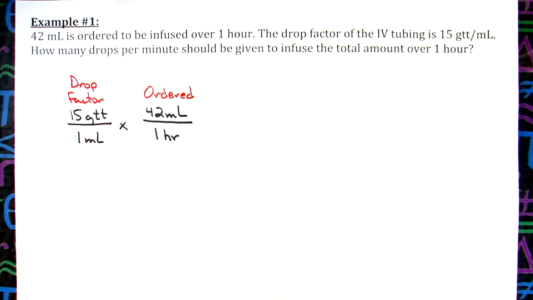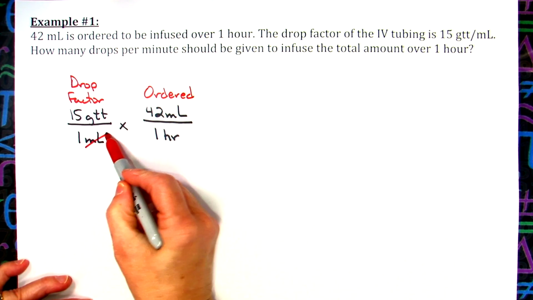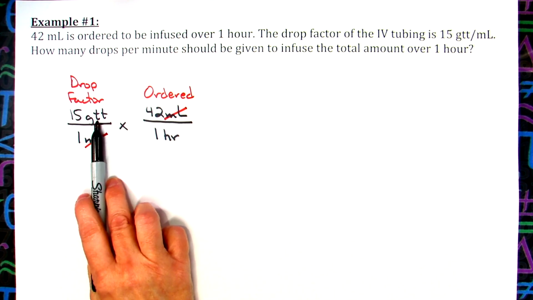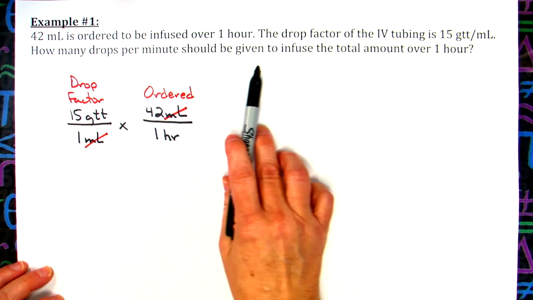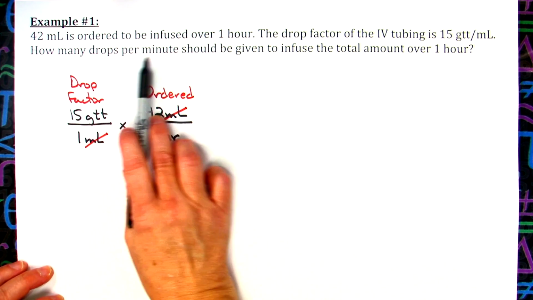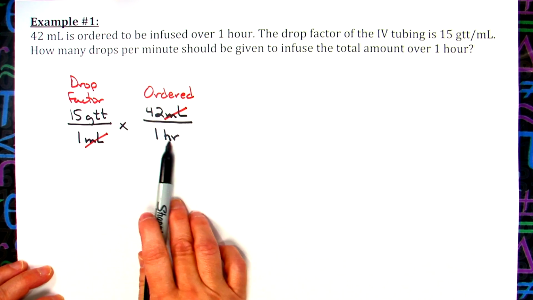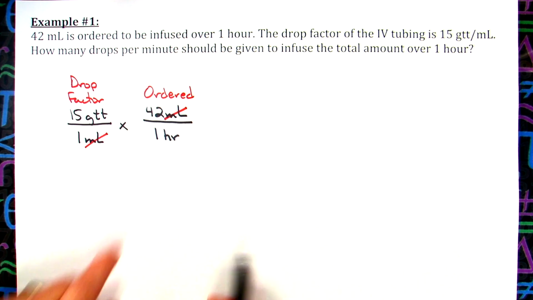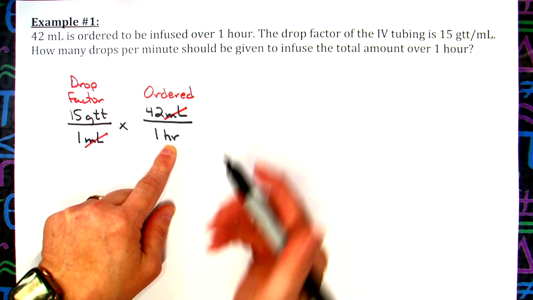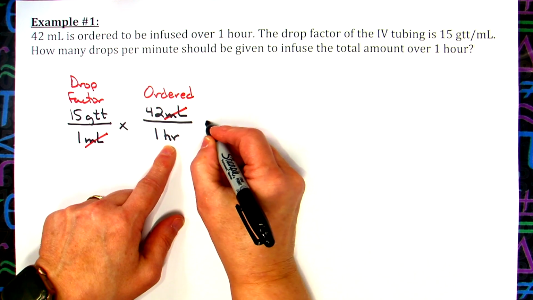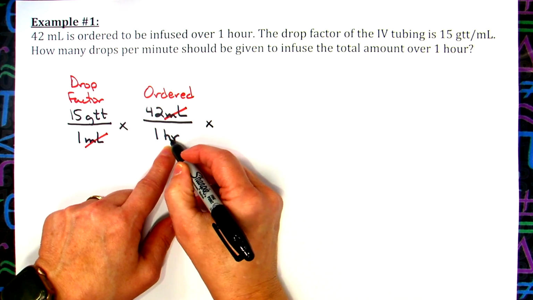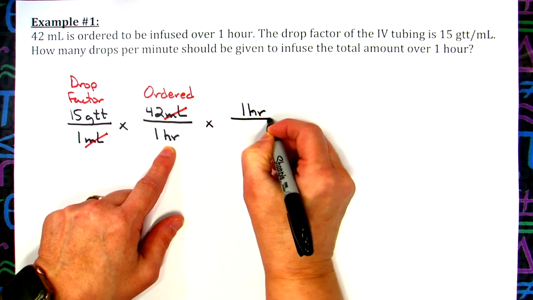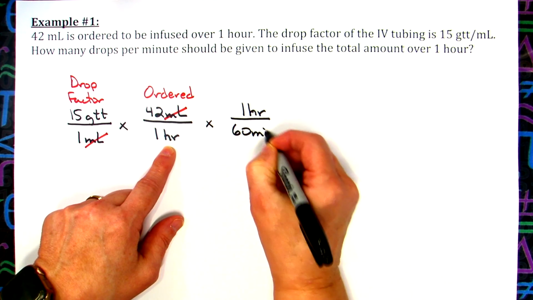Okay, we're going to label that as what was ordered. Now, doing the unit analysis, I've got milliliters in the bottom and milliliters in the top, so those two can cross out. The only two labels I have left are drops per hour. The question asked for how many drops per minute. So I have to do a conversion factor to convert these hours to minutes. Well, we know that there are 60 minutes in 1 hour. If I want my hours to cross off, I've got to put the 1 hour in the top and the 60 minutes in the bottom.